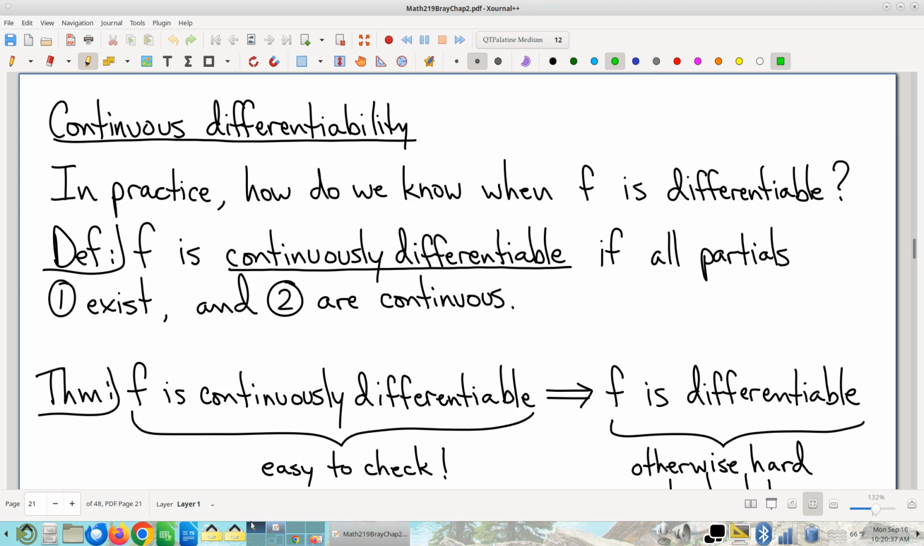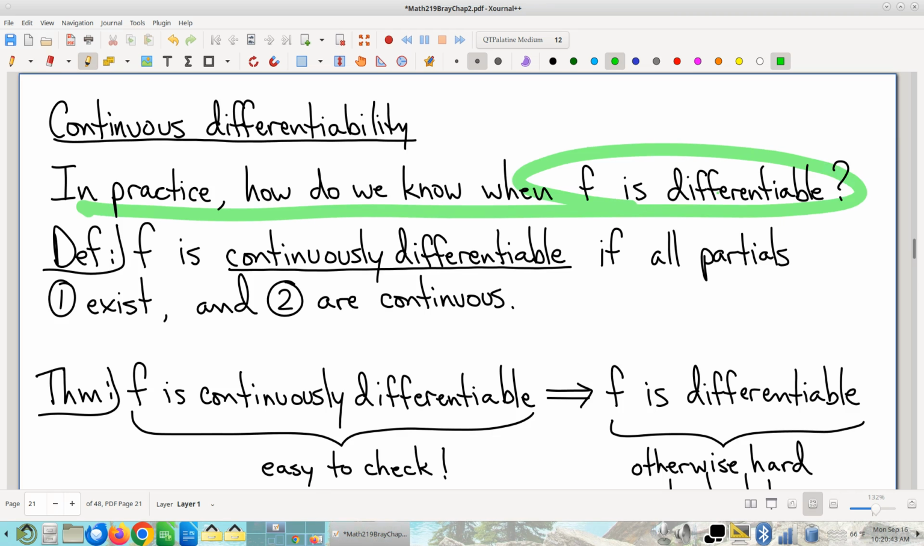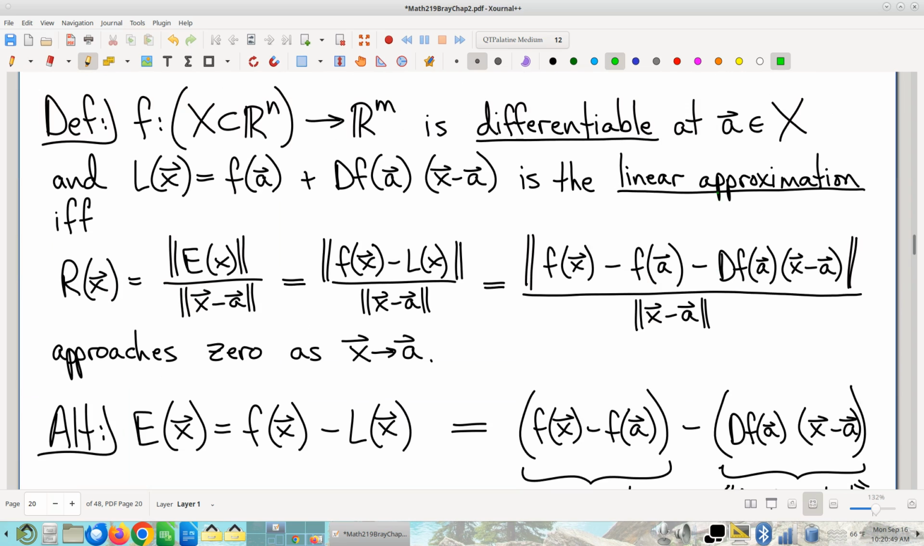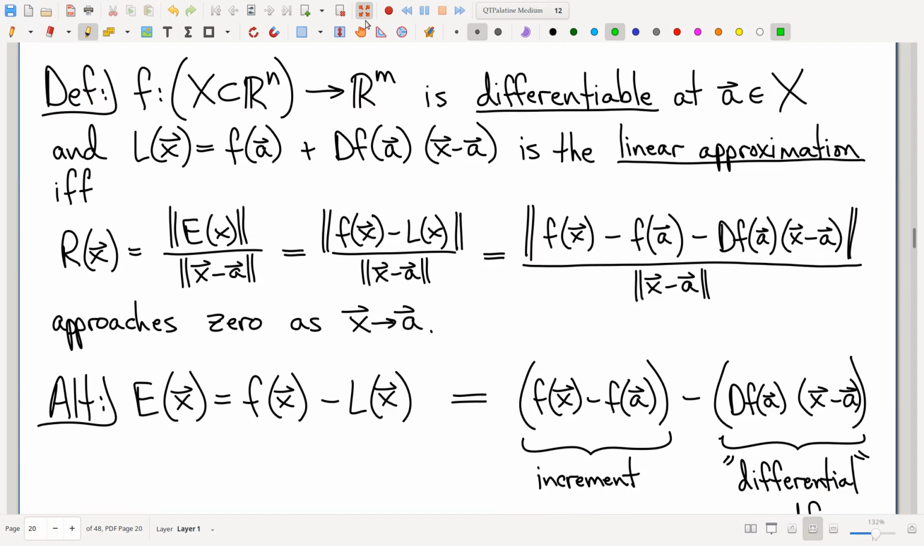Last time we were talking about differentiability, and that brings up a pretty reasonable question. If you want to know if the function f is differentiable, how do you know? And this is little consolation to that question, because this is super hard to deal with. One thing you might notice is that the error term approaches 0 as x approaches a, right?